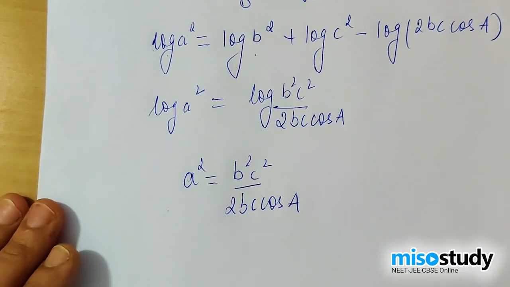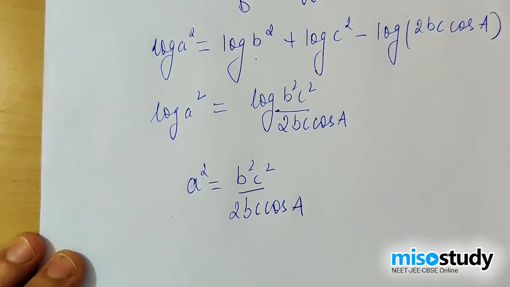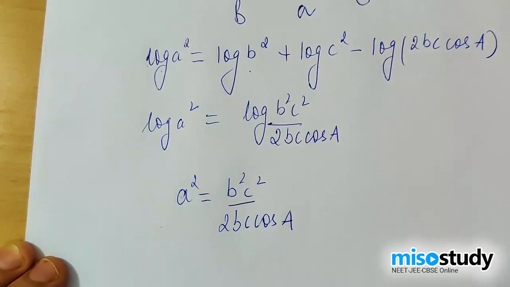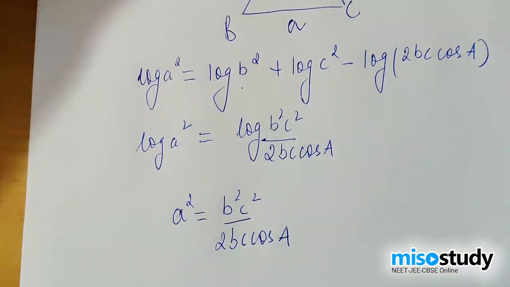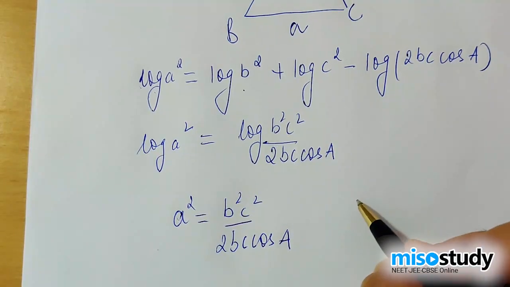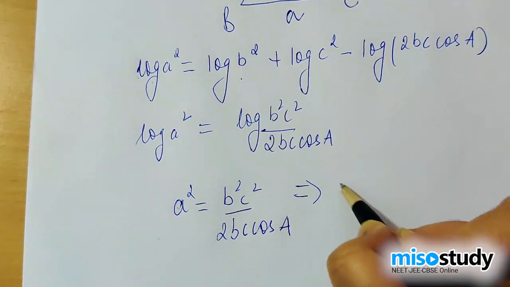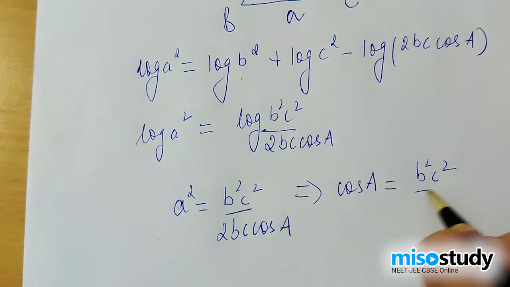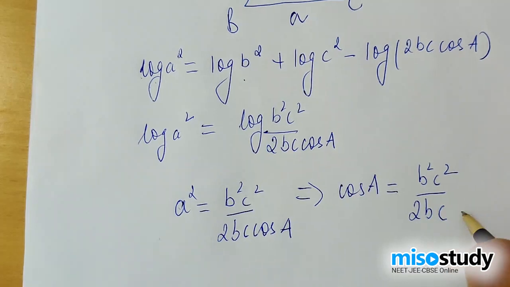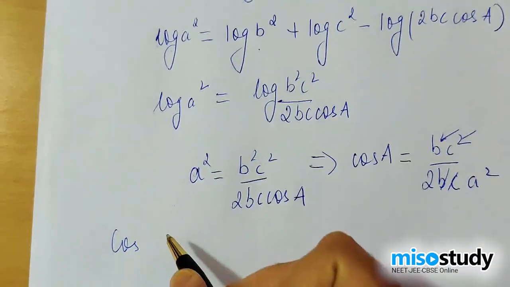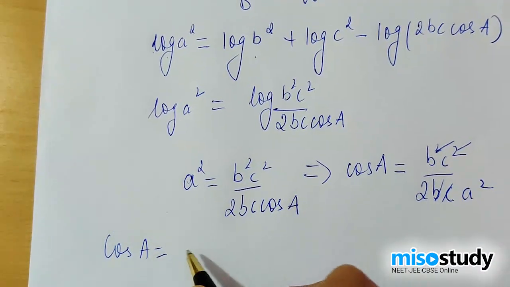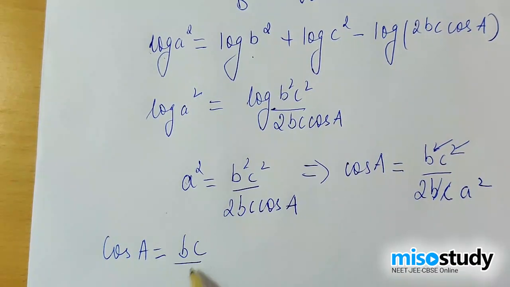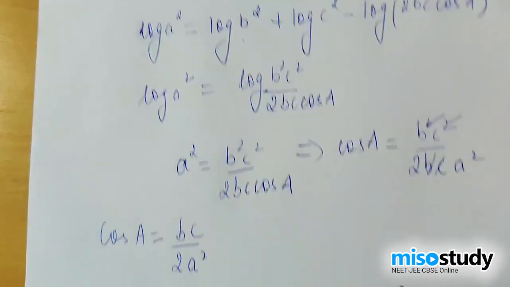The log on both the sides will be neutralized with the help of the entire log, right? And I've just used a simple property of logarithm over here, a basic property. So from here I will get that cos of angle A would be equal to b square c square upon 2bc a square. So from here I can cancel this b and c, so I will get cos of angle A is equal to bc upon 2a squared.